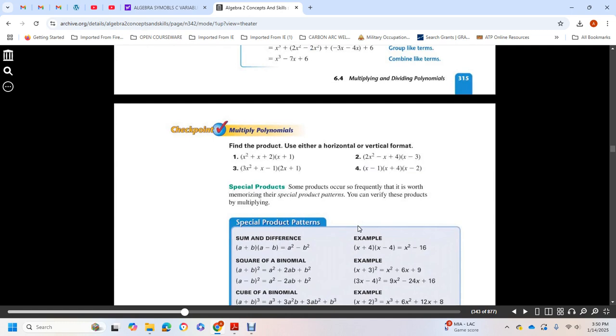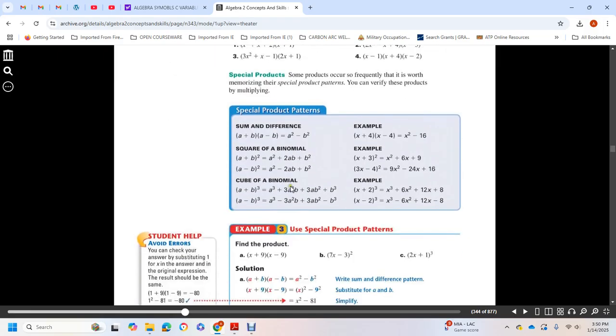Special products. Some products occur so frequently that it's worth memorizing special product patterns. You can verify these products as follows. Sum and difference: (a plus b) times (a minus b) is equal to a squared minus b squared. Square of a binomial: (a plus b) squared equals a squared plus 2ab plus b squared. (a minus b) squared equals a squared minus 2ab plus b squared.